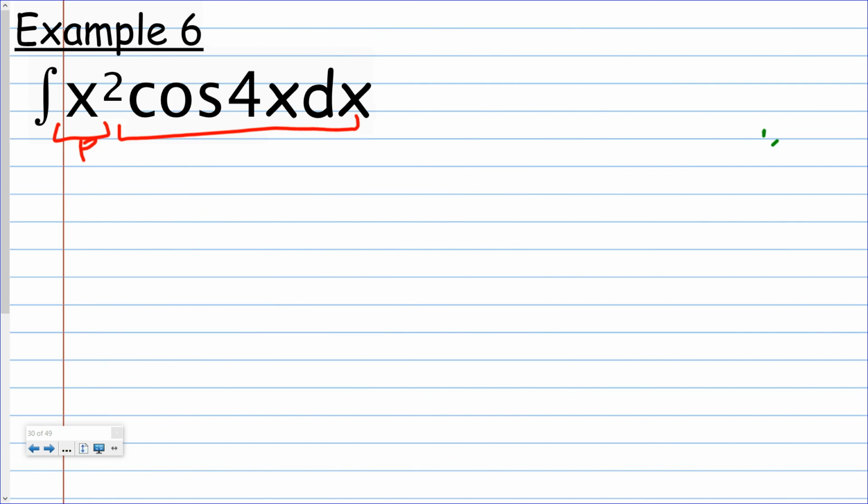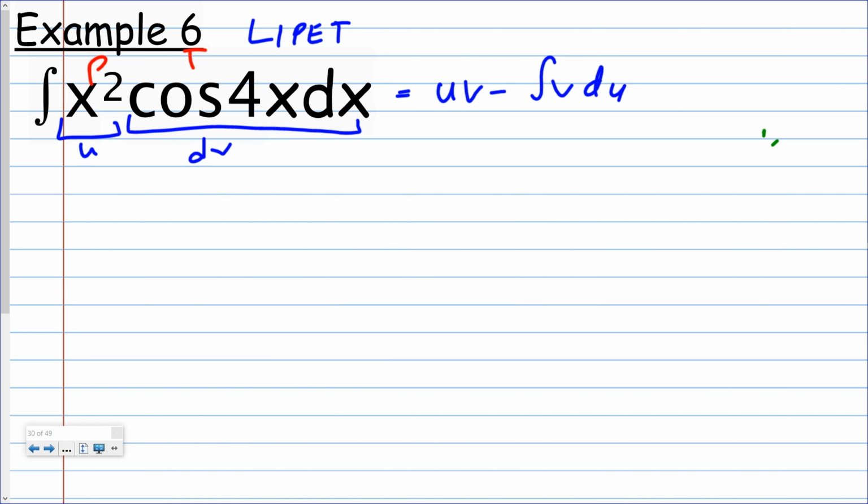PT. You guys okay, PT? Is it in the right order? Okay. If it's in the right order, then because LIPET, this right here will be my u, and this right here will be my dv. Make sure we're in the right order, and we are. This is going to be equal to uv minus the integral of v du. The first thing I'm going to do is write my u in the top left, and my dv in the bottom right.